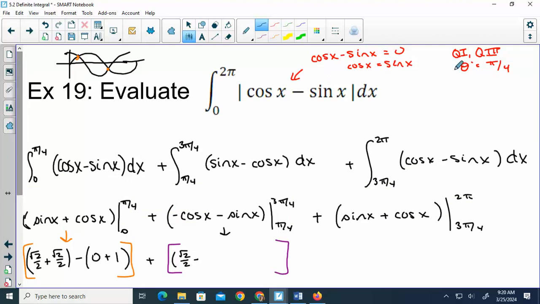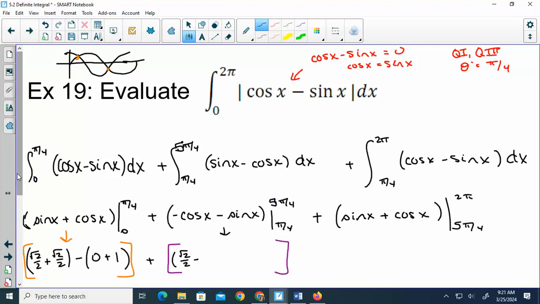We said quadrant 3, but then I wrote down 3 pi over 4, and 3 pi over 4 is in quadrant 2. That should be a 5 pi over 4. It's an easy fix. Sorry about that. You guys were supposed to tell me I messed up.